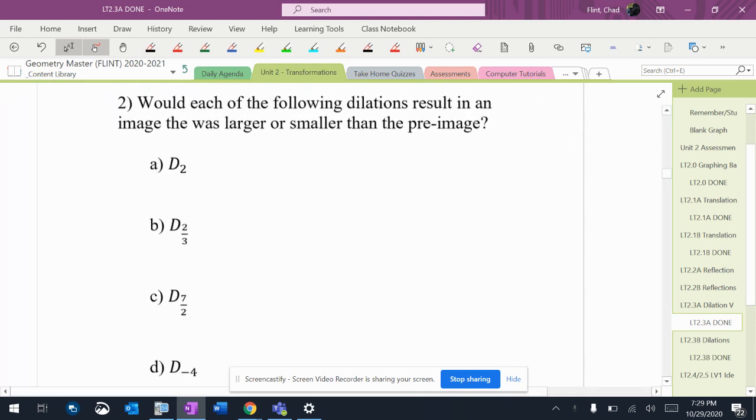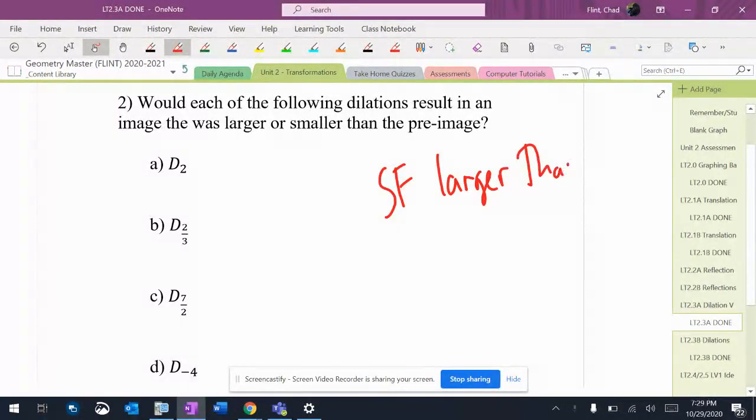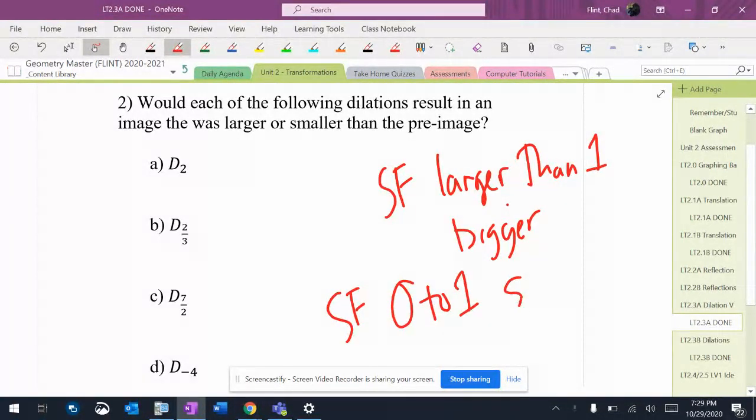So this question says, would they be bigger or smaller when you do the dilation that's listed? So here's basically kind of the rule. If it's larger than 1, and by it I mean the scale factor is larger than 1, it's going to get bigger. Now, it's not just less than 1 because negatives kind of do their own thing. It's from 0 to 1, the scale factor. It gets smaller.